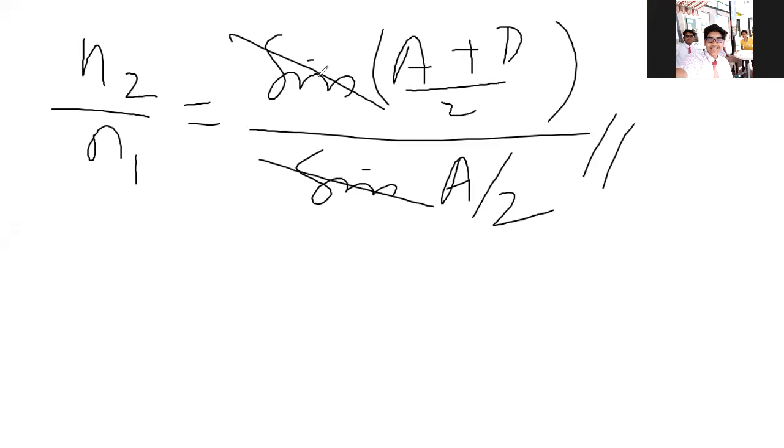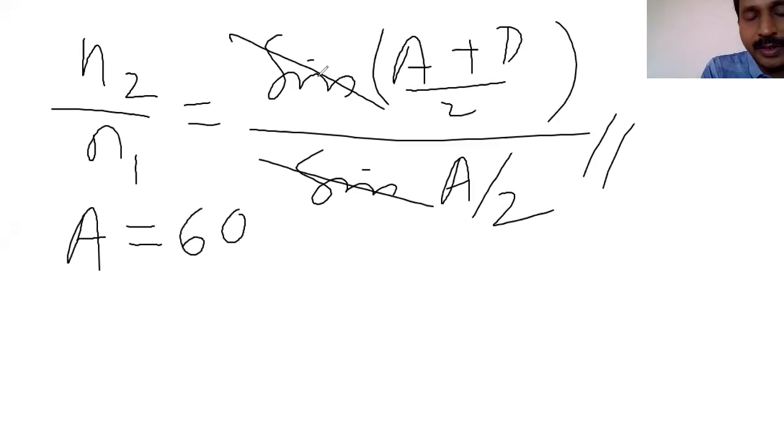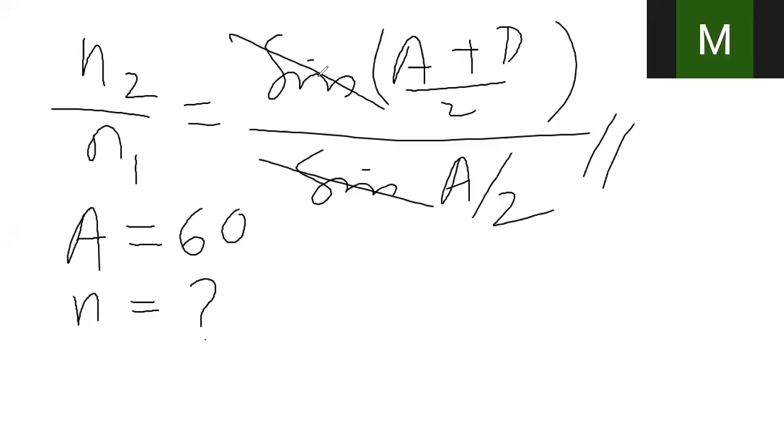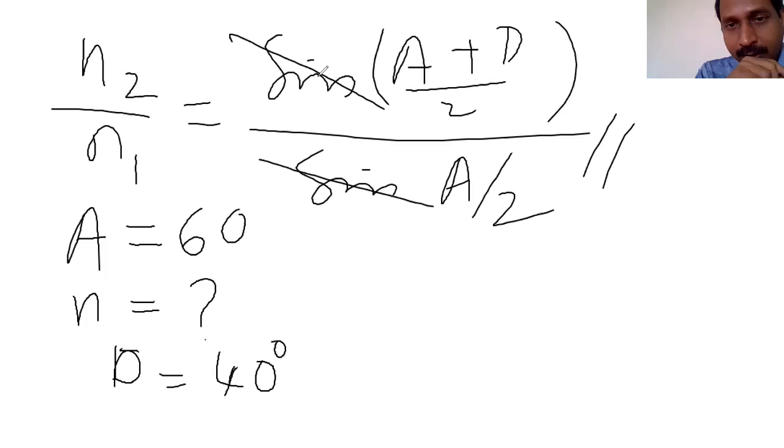Okay, fine. An equilateral prism, so the apex angle is 60 degrees. The angle of the prism is 60 degrees. It is made of glass of unknown refractive index, which we don't know. Then a parallel beam of light is incident on a face of the prism. The angle of minimum deviation is 40 degrees. What is the refractive index of the material of the prism? Direct question, right? The formula is direct, pretty simple.